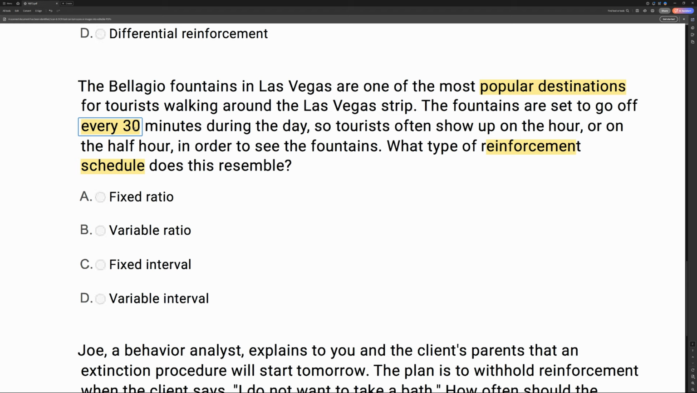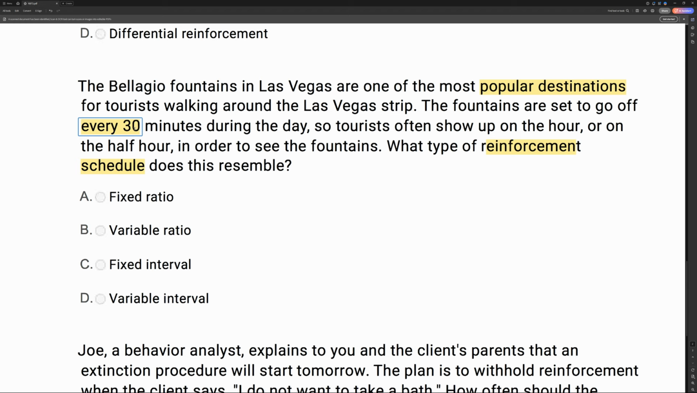Now, do the patrons or the tourists receive reinforcement based on their responses or time? Well, it's going to be based on time. It doesn't matter how often they go look at the fountains or what they're doing in between that 30-minute time period. It makes no difference. It's not going to make the reinforcement come any quicker. They've got to wait a certain amount of time no matter what. So we know it's fixed. We know it's based on time.